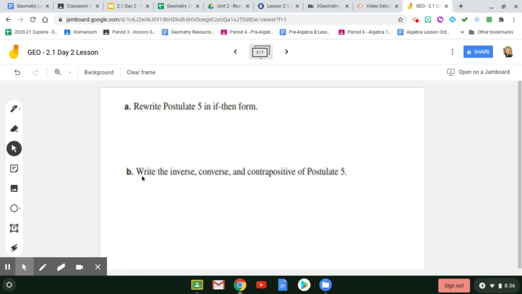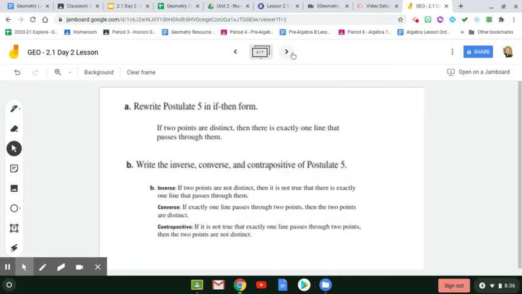Then I'd like you to also write an inverse, a converse, and a contrapositive. So remember, an inverse is taking our hypothesis and conclusion that you're coming up with and you're negating it. A converse, remember, takes your hypothesis and conclusion and flip-flops it around. And a contrapositive flip-flops it and negates it. So I want you to pause your video and see if you are able to come up with that.